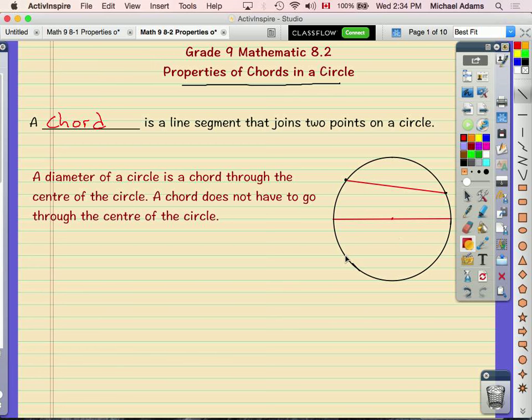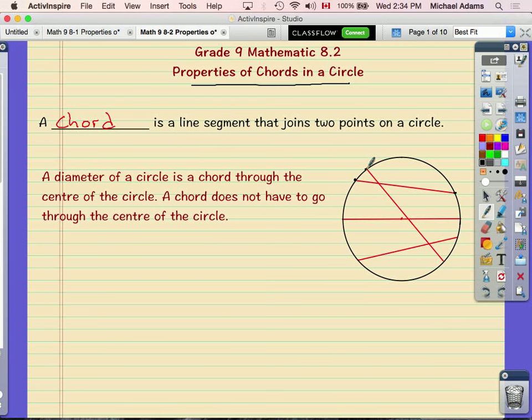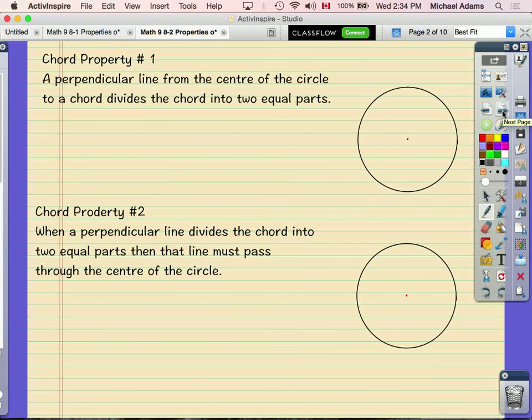Now we can also have another chord, let's say from this point here to this point here, that's a chord as well. They don't have to be perfectly horizontal lines. They can be somewhat vertical lines as well. They could be lines that are angled, as long as they go through 2 points on a circle. So each of these lines is going through 2 points on a circle.